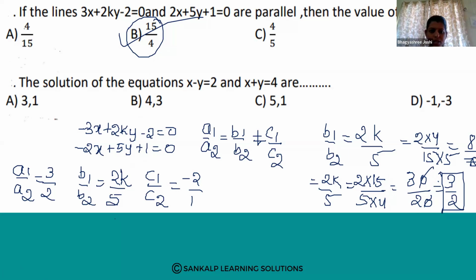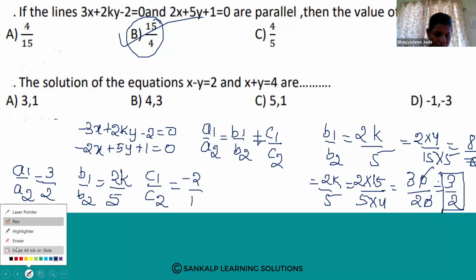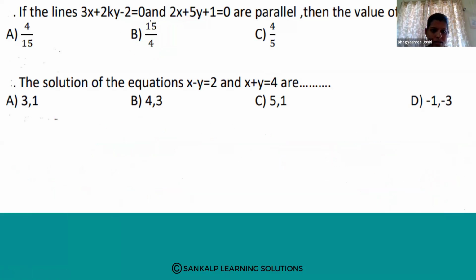Okay. The solutions of the equations x minus y is equal to 2 and x plus y is equal to 4 are, yes, my dear students, this answer is over. Shall I rub this? Okay. So this is right answer. The solution of the equation x minus y is equal to 2 and x plus y is equal to 4.